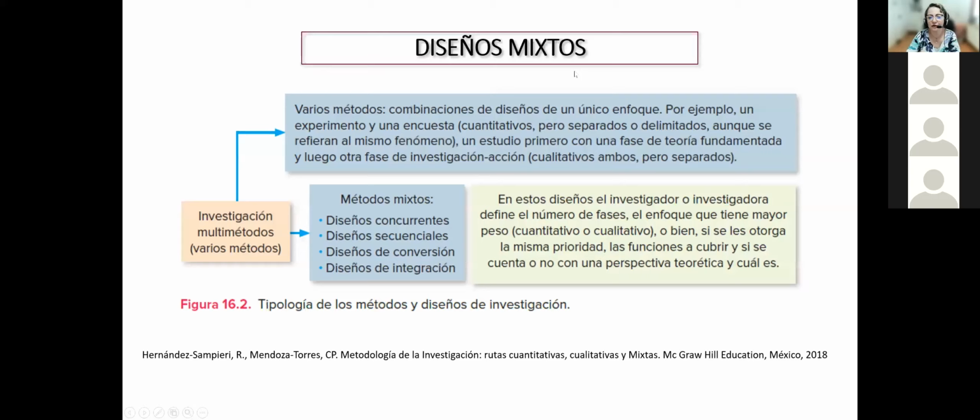So the complexity of the problems makes us tend to have more methodologies with mixed designs, with qualitative and quantitative components. The mixed designs combine several methods. It can be from the same approach. For example, you can have a case and control study in a cohort study about chronic renal diseases.